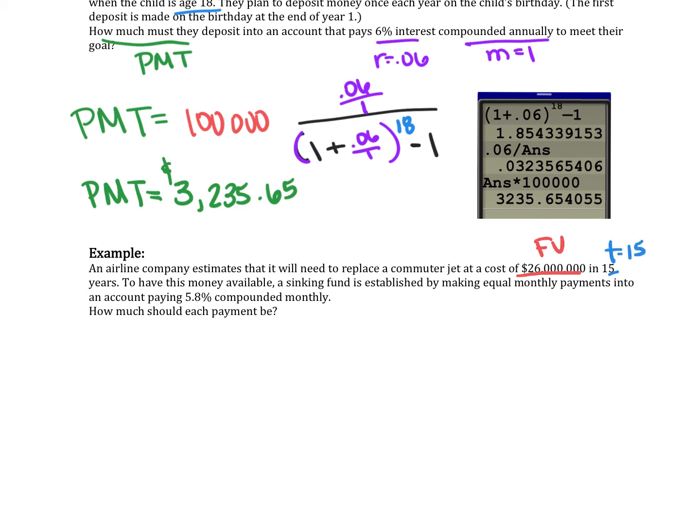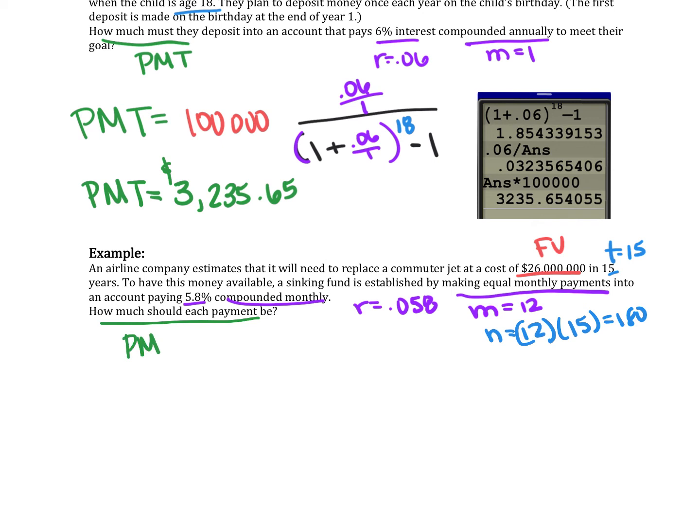To have the money available, a sinking fund is established by making equal monthly payments. So we're going to make equal monthly payments into an account that is compounded monthly. So your rate R is 0.058, and because your payments are monthly, your M is equal to 12. That means my N will be equal to 12, the number of payments per year, times the number of years, 15. That's equal to 180.